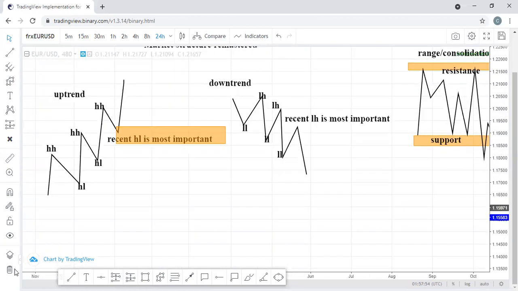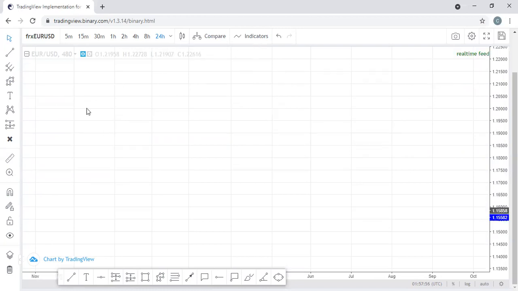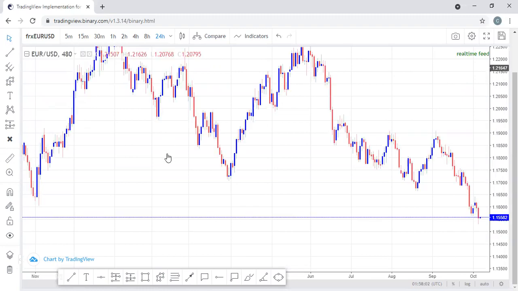So let us delete all this so we can go to breakout structure. But before that, let us look at a real chart to see if you can find the things I just explained.